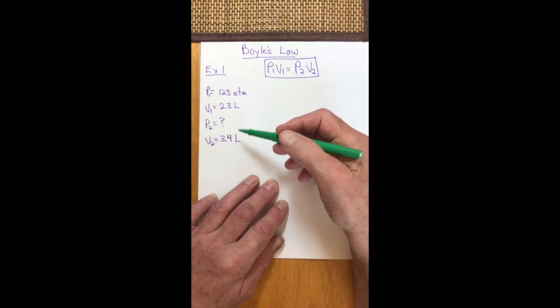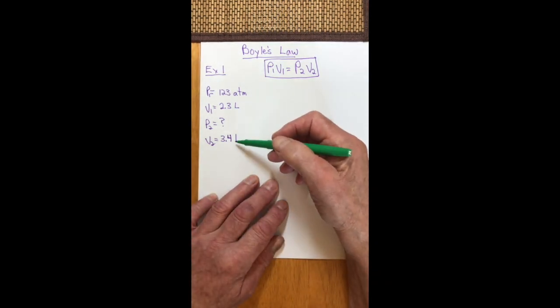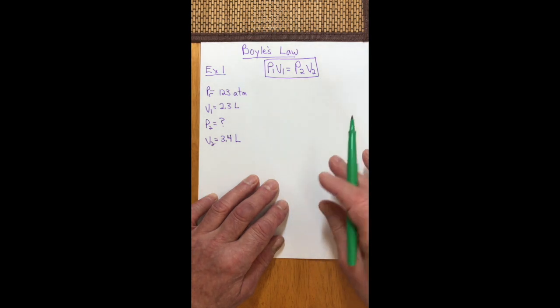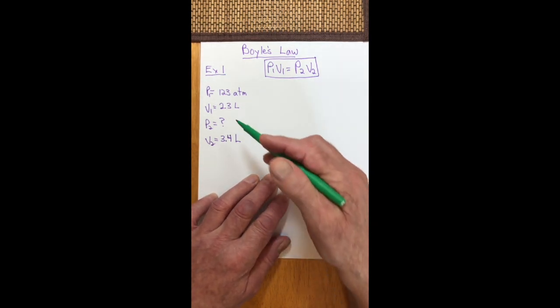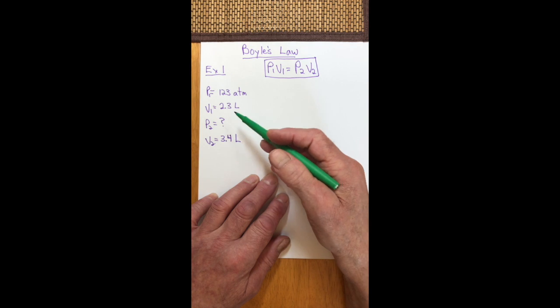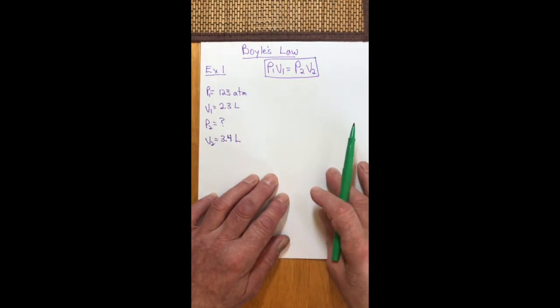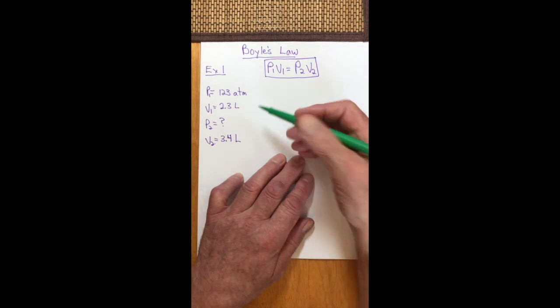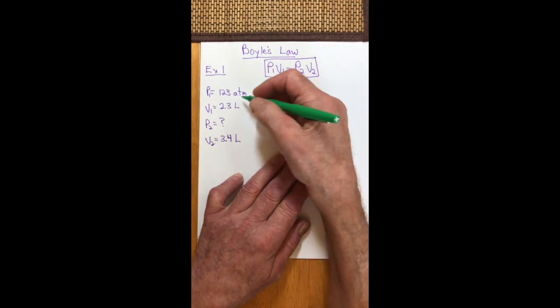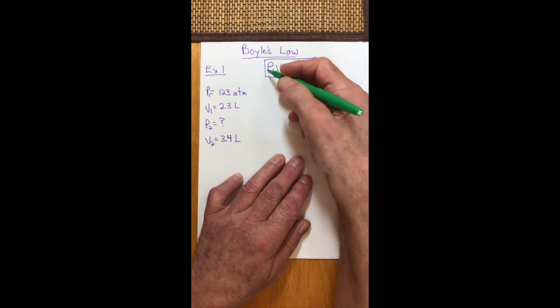Another thing I know is that my volume went up. So just to keep in mind, to see if my answer is correct at the end, if my volume went up, the pressure must have gone down. So this number, P2, should be less than P1. So start out, write down what you know, and substitute it for the symbols.